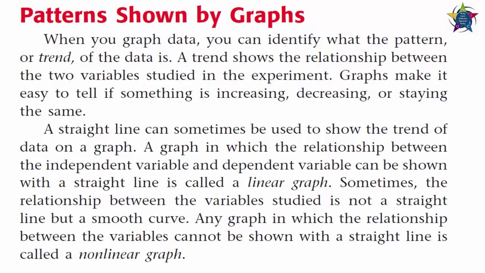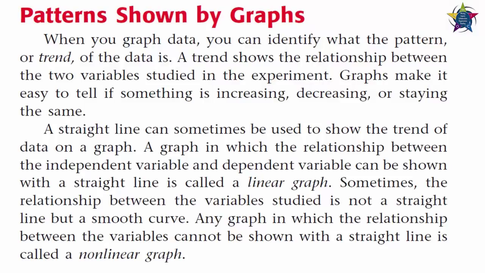Patterns shown by graphs. When you graph data, you can identify what the pattern or trend of the data is. A trend shows the relationship between the two variables studied in the experiment. Graphs make it easy to tell if something is increasing, decreasing, or staying the same. A straight line can sometimes be used to show the trend of data on a graph. A graph in which the relationship between the independent variable and dependent variable can be shown with a straight line is called a linear graph.